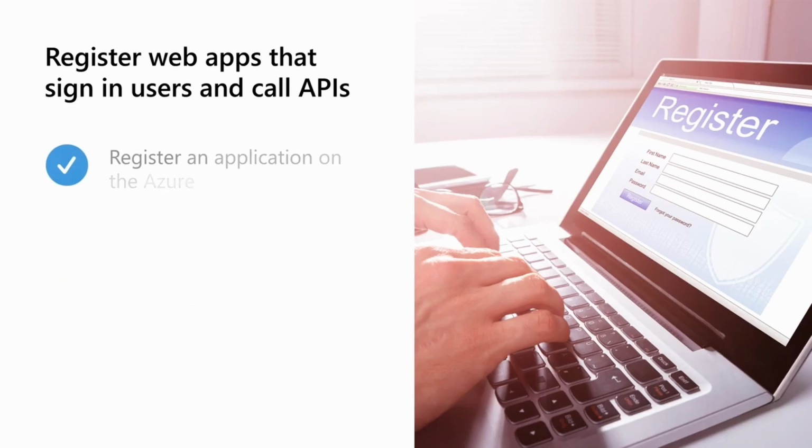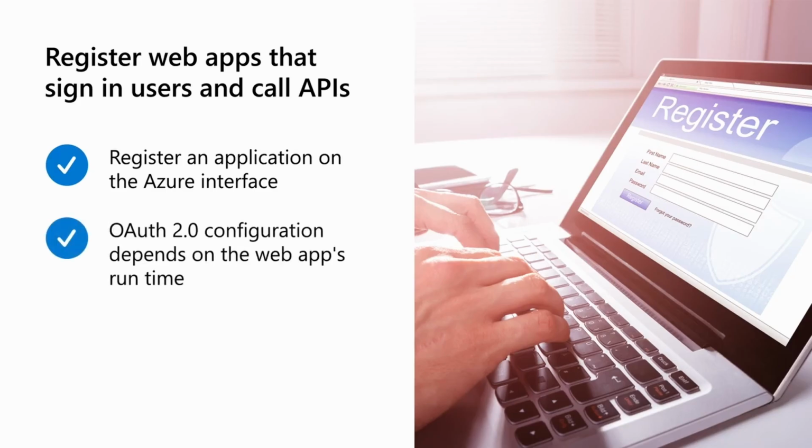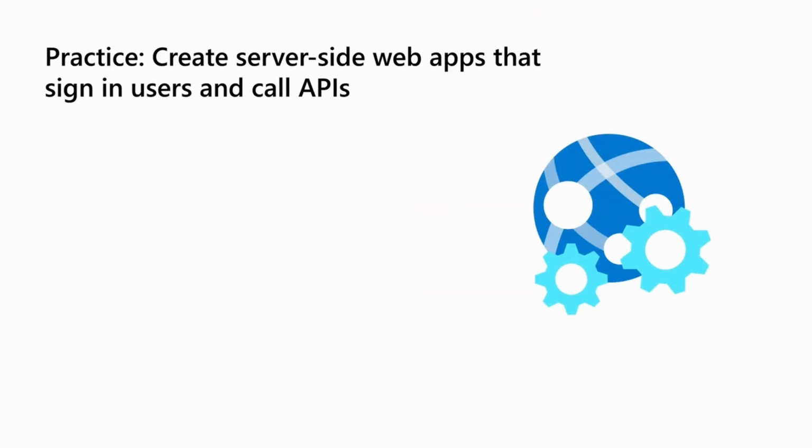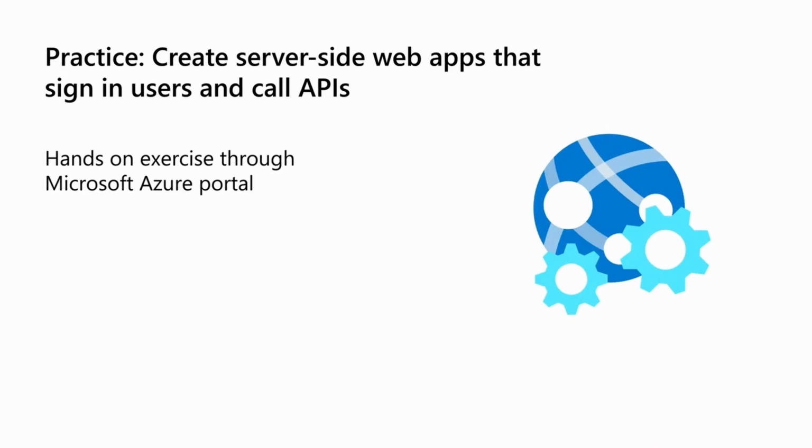Then you discovered how to set up an application on the Azure interface, including registration. The client's secret creation came next. It's vital to remember that OAuth configuration depends on the web app's runtime, which may be Java, Python, .NET Core, or PHP. Again, you had an opportunity to explore the practical understanding of creating server-side web apps that sign in users and call APIs via hands-on exercises through the Microsoft Azure portal.